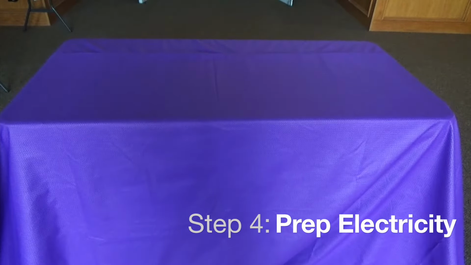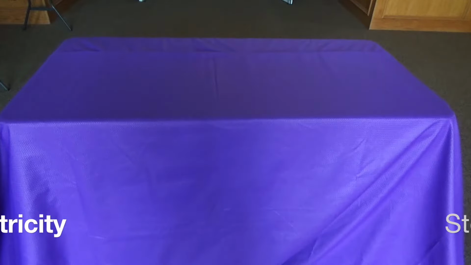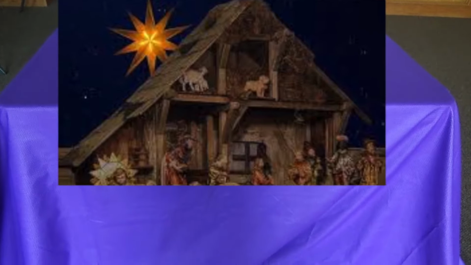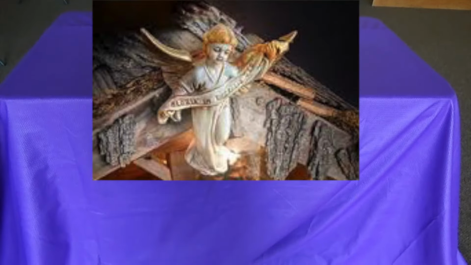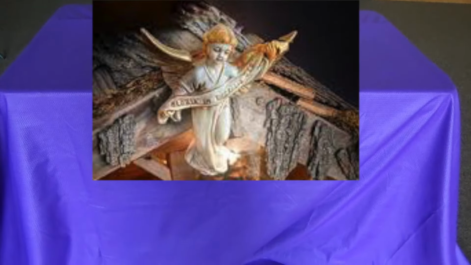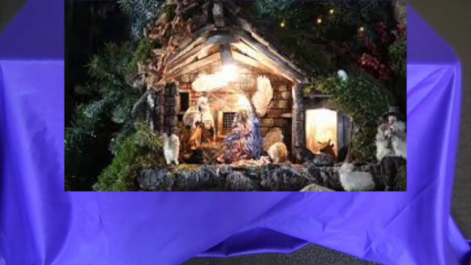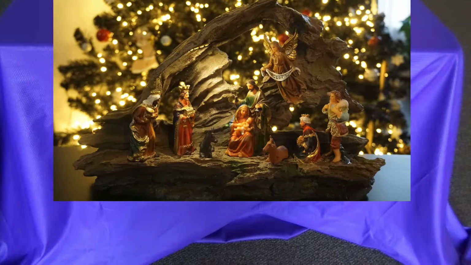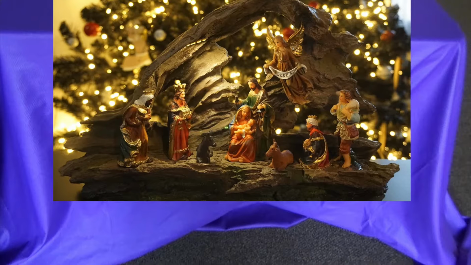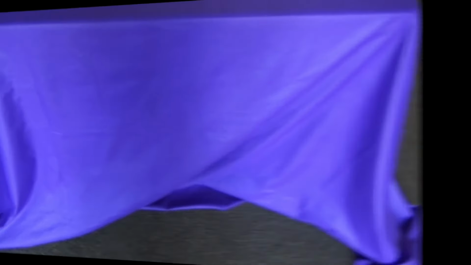Step 4. Electricity. If you need to run any kind of cords to light up a star or angels, prep for those cords now. I don't have any electricity, so I'll skip over this. If you do need electricity, make sure that you have access to a plug and also that the cords can run safely through or over or under your base.